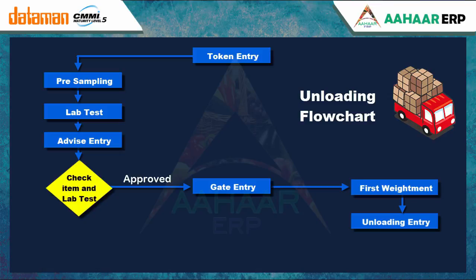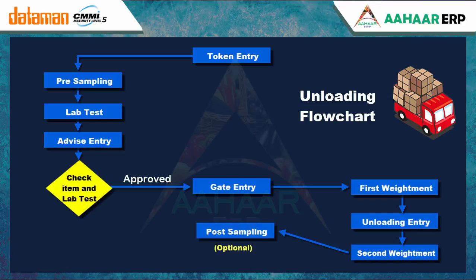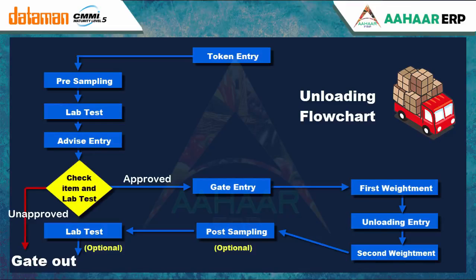When the truck is unloaded, we do second weighment entry to know the exact weight of raw materials. Then we do post-sampling entry, lab test. After that we follow gate out entry. If the report is unapproved, then we follow gate out entry.